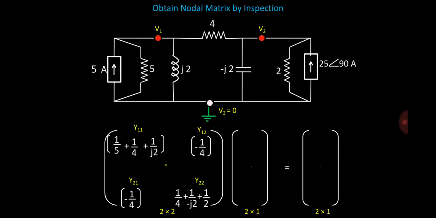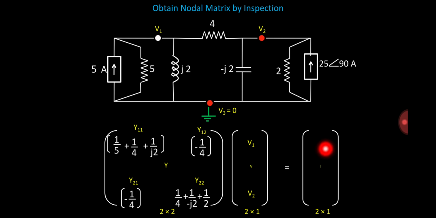Next matrix is the voltage matrix, which is very simple. Here we have to just enter the unknown voltages. So from node number 1 we are having V1. So the first entry in the voltage matrix is V1, and the next entry is the unknown voltage of node number 2, that is V2. So we filled the voltage matrix as well.